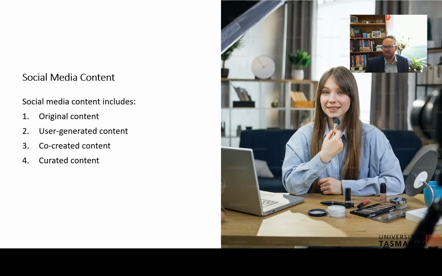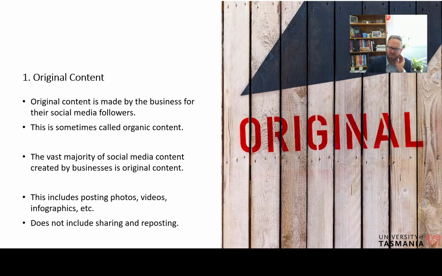Now, social media content includes, first of all, original content, or sometimes called organic content, user-generated content, co-created content, and then curated content. So original content is made by the business for their social media followers. This is sometimes called organic content because it's natural, right? You're doing it. So original means that you're not sharing what someone else has done, or you're not using other people's content. It's original. You've made it, right? And organic is that it's natural. You're not forcing the issue. You're not paying for it.